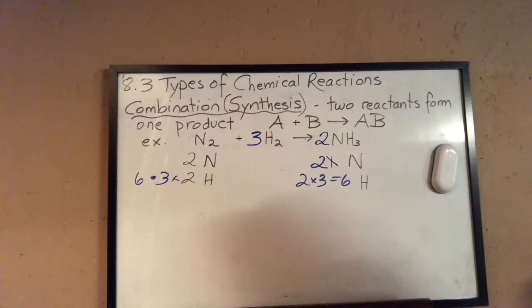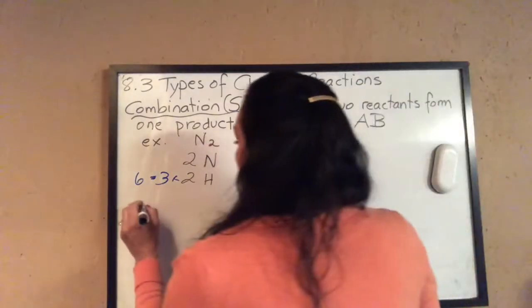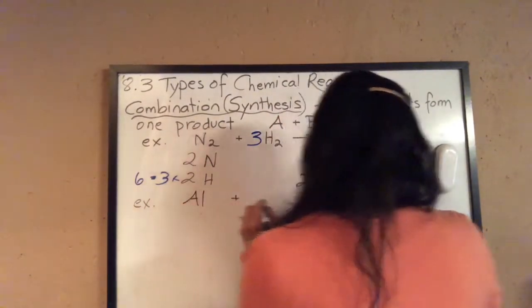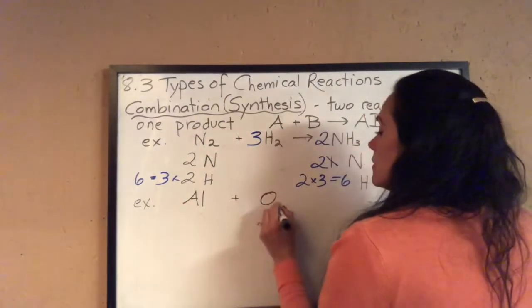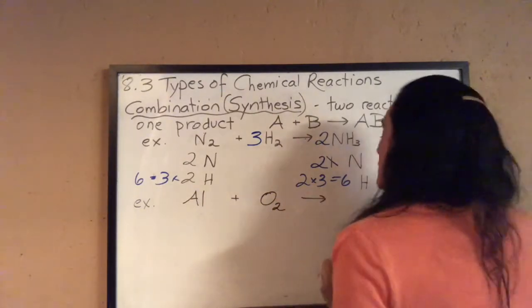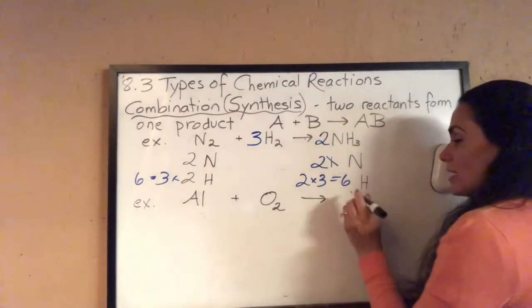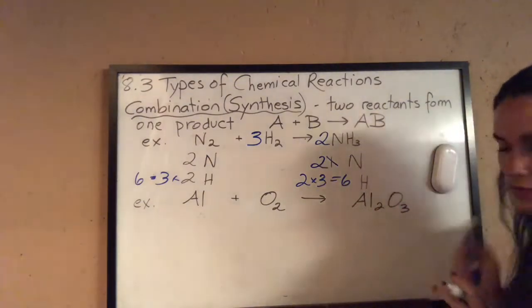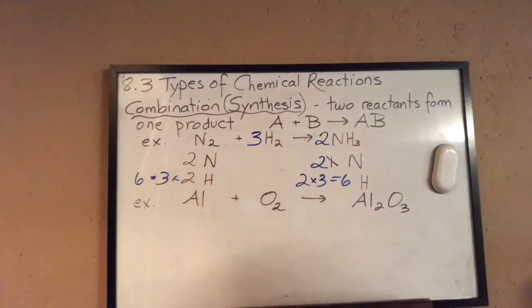Let's balance another equation that is also a combination or synthesis reaction. Let's look at the reaction for the formation of aluminum oxide. Aluminum, over time, will react with oxygen to form aluminum oxide. Aluminum is a metal that doesn't really undergo corrosion too readily, but when it does, it forms aluminum oxide.